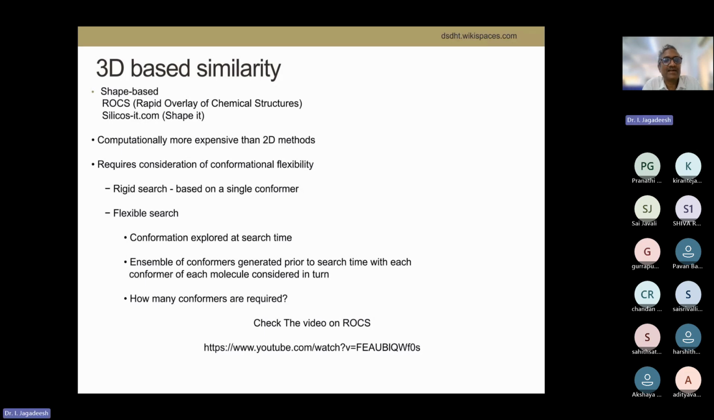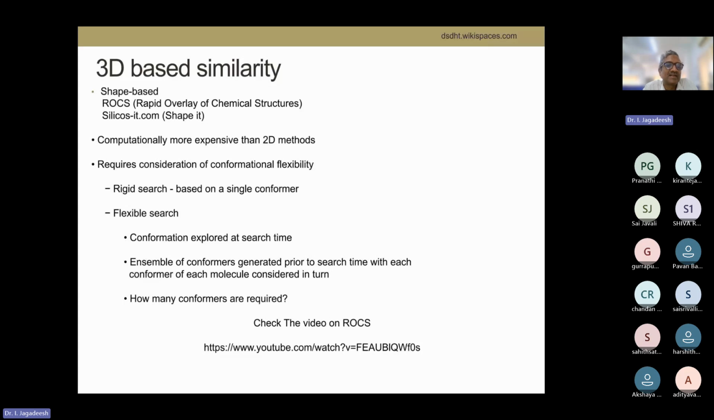3D based similarity requires consideration of the conformational flexibility. So we need to see the rotation of that particular ligand, and we see the conformational flexibility. Most of the time it has multiple conformations, so they will be behaving in multiple conformations. That is the reason that only at certain angles will they have a similarity. In the remaining angles they will not find any similarity. So this is the complexity in the 3D based similarity.